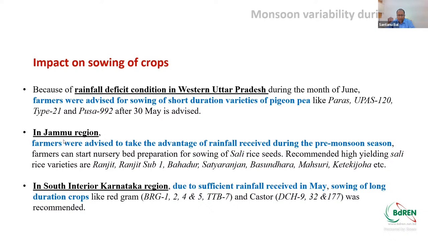And in Northern India, the Jammu region, there was a lot of rainfall in the pre-monsoon season. So farmers were advised to take advantage of the rain moisture available in the soil and to start preparing the nursery for sowing. And in South Interior Karnataka, in the southern part of India, there was a lot of rainfall during the month of May. So they had sufficient moisture there. That is why long duration crops like pigeon pea, red gram of certain varieties were recommended.